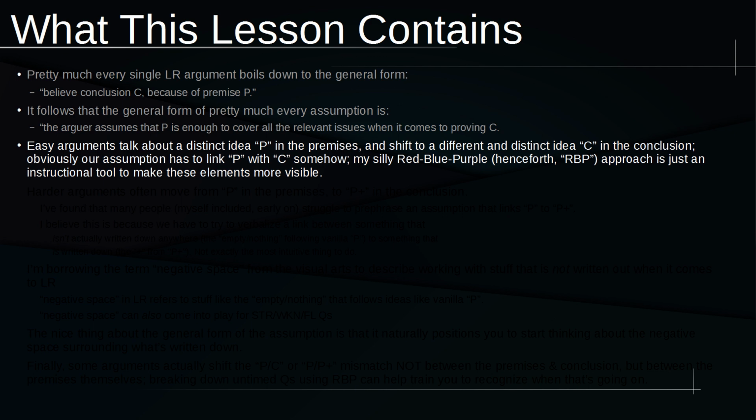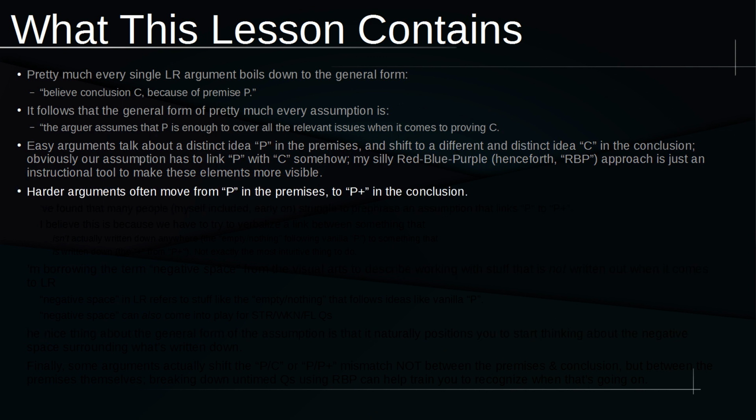So easy arguments talk about a distinct idea P in the premises and shift to a different and equally distinct idea C in the conclusion. Obviously, in this case, our assumption has to link P with C somehow. And my silly red, blue, purple, henceforth I'll just shorten it to RBP, approach is just an instructional tool to make these elements more visible. Harder arguments, in contrast, often move from concept P in the premises to concept P plus in the conclusion. The difference between them will be relatively minimal or subtle.